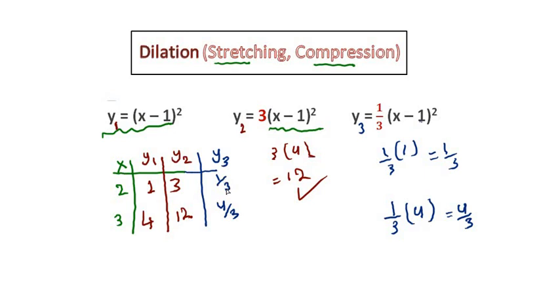The value of y decreased by a factor of 3. It's like dividing the y values by 3. The values of y will be 3 times smaller. So if the parent function is somehow like this, y3 will be compressed because the values of y are 3 times smaller.